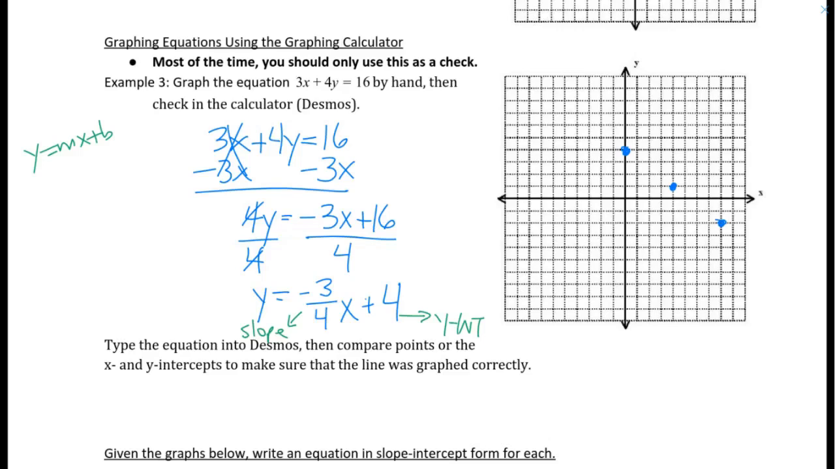We could go the complete opposite direction, and instead of going down and right, we could go up and left if we wanted to get some more points on the other side of our y-intercept there. And once we feel that we have enough points to where our line is nice and straight and we can see accurately what that line looks like, go ahead and draw our line through those points using our straight edge.